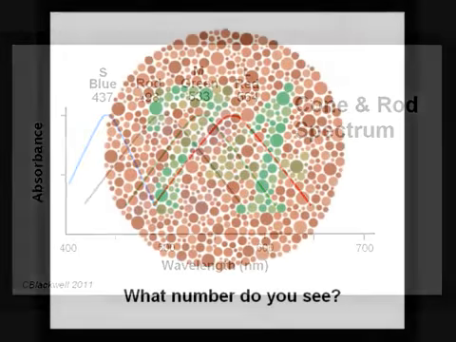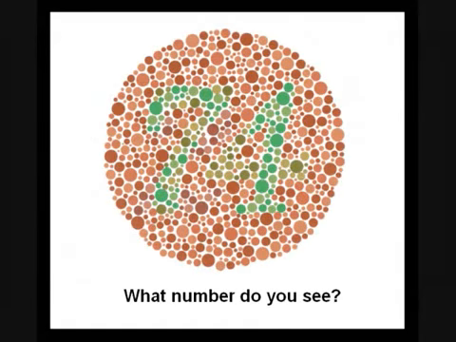Here's a typical test plate. A normal person sees the number 74, while a red-green deficient person sees 21.